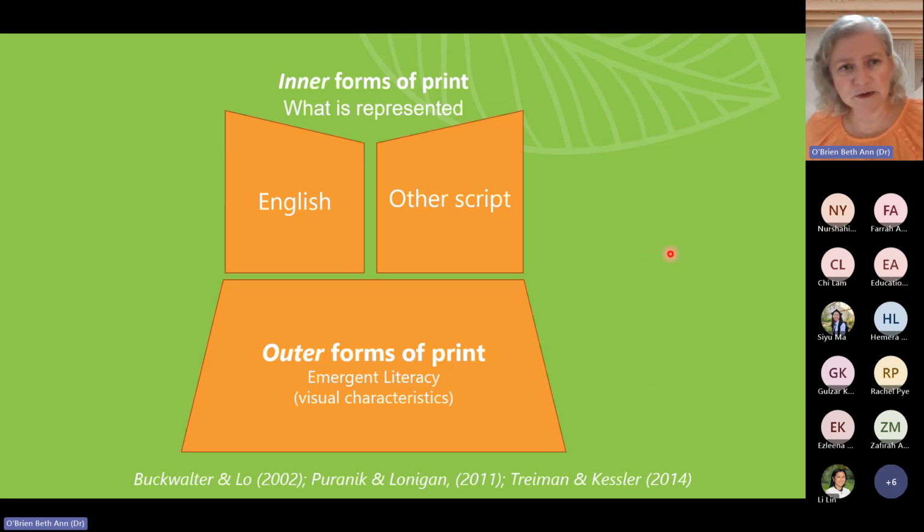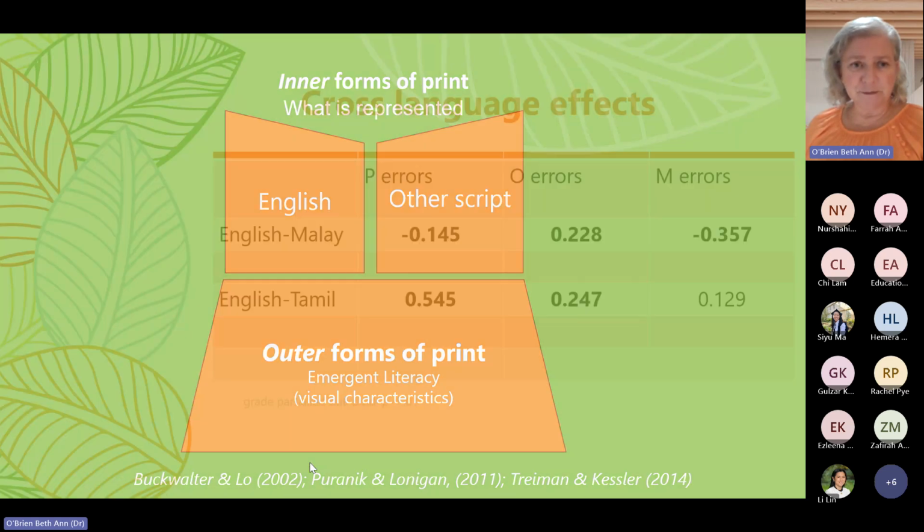There's also some cross-language indications for spelling with regard to the forms of the print. So Treiman and colleagues have suggested that there are inner forms of print and outer forms of print. The outer forms of print would be more the visual characteristics. In an earlier study, we found that these outer forms of print might be more related. So learning about how to write in Chinese and write in English early on shows a higher correlation, whereas later on, children show a divergence between writing in English and writing in the other script, because at that point, the purpose of writing is to represent language with these different codes.